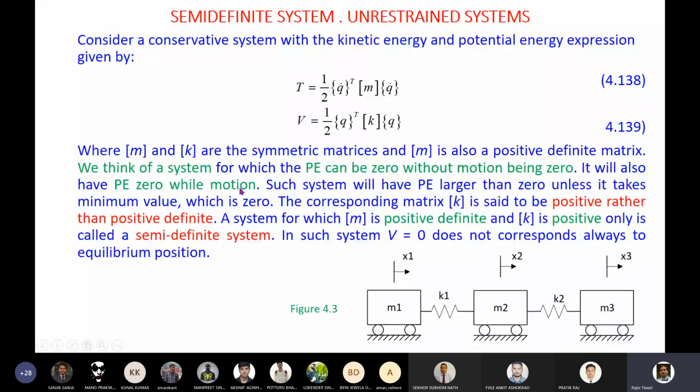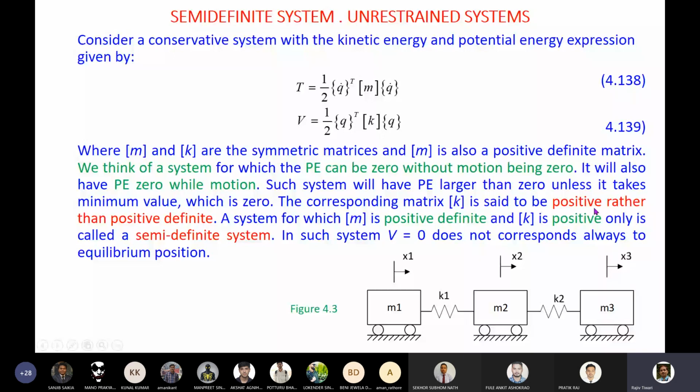So for such a system, in which we have the potential energy zero when motion is also taking place, that particular K matrix will be called positive only. The minimum potential energy for that will be zero only. Even if the displacement is taking place, the potential energy can be zero, apart from at its equilibrium position or static position.